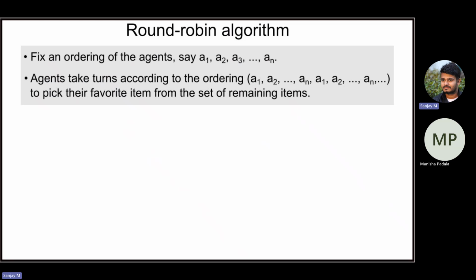Then it goes at the end of the queue, then you ask A2 to pick its favorite item from whatever is left, then invite A3 and so on. Once you have run through the agents up to AN, you again restart from A1, A2 and so on. So you just continue this cyclical iteration until the items are used up. I'm happy with the problem. Fairly simple algorithm.